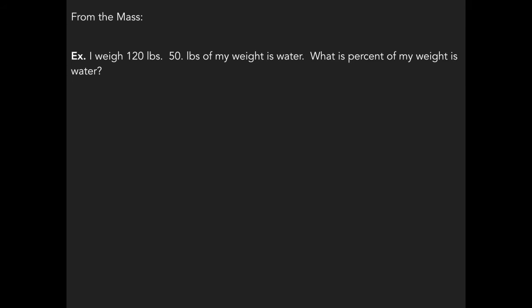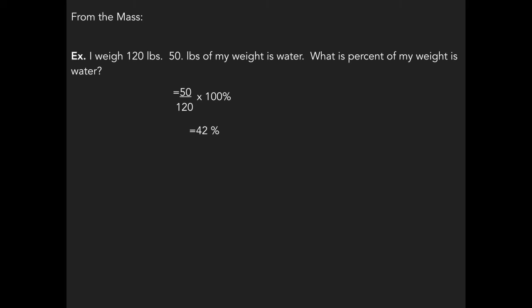The last new concept that we're going to go over in this lesson is percent mass. Now, if I'm given the values for mass or weight, okay, I can actually just plug them in. So for example, if I were to ask you what percent of my weight is water, if I weigh 120 pounds and 50 pounds of my weight is water, well, that's easy. You would take the mass, or your weight of water, which is 50 pounds, and you would divide it by your total weight, which is 120. Multiply it by 100%, and that would give you your percent that is water, which is 42%.